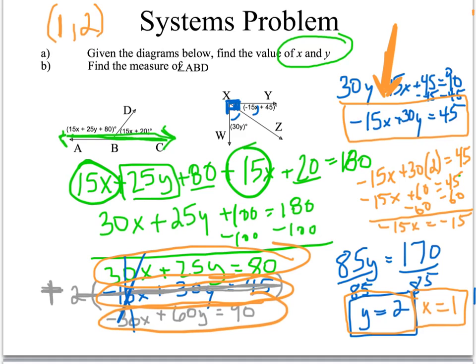Now, I want you to figure out part B. Find the measure of angle ABD. It should be pretty simple. You're just going to punch in the x and y values that we just found. Do that on your loose leaf.